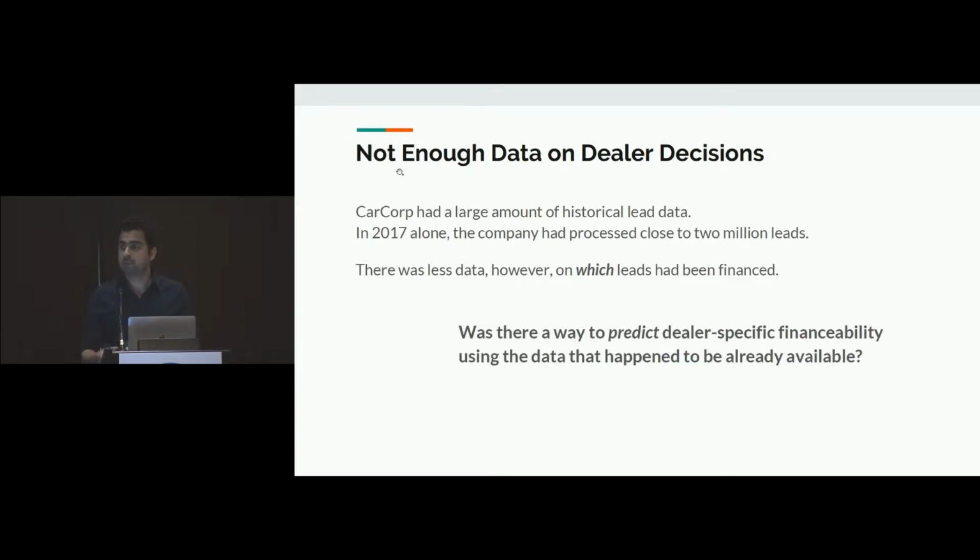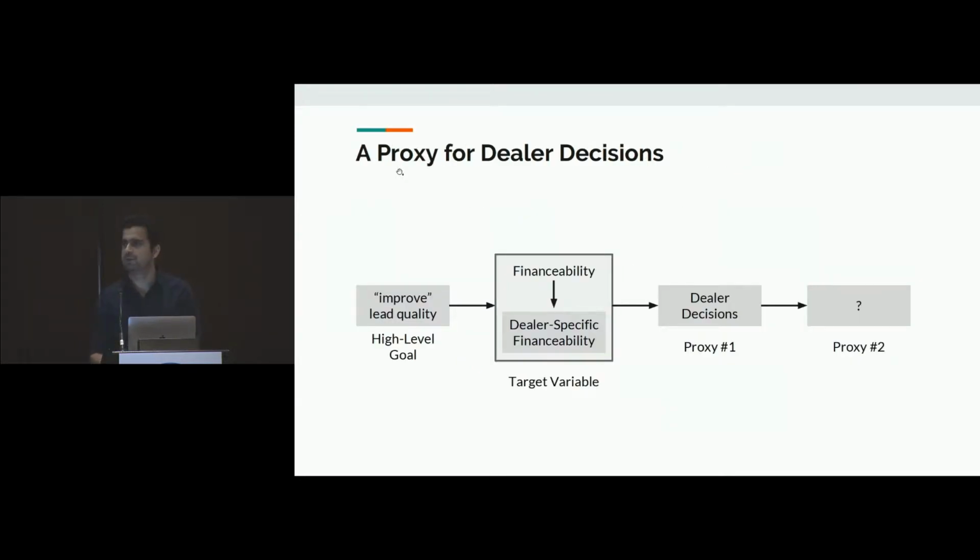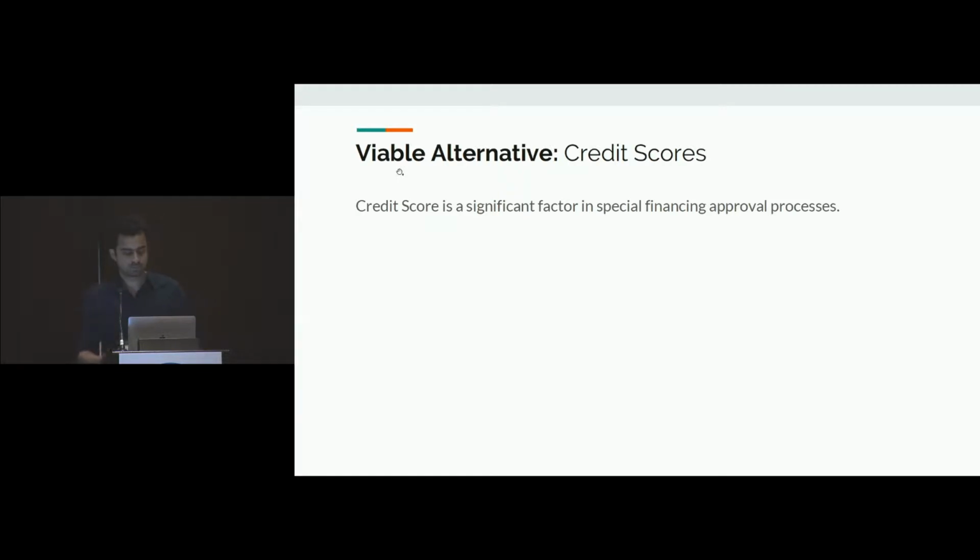Now, the project could have stopped here, but it didn't. Further discussions ensued between the two teams to see if there was still a way forward. Was there a way to predict dealer-specific financeability using the data that happened to be already available? Could something act as a proxy for dealer decisions? A viable alternative appeared in the form of credit scores. The higher a lead's credit score, the more likely they are to secure special financing.